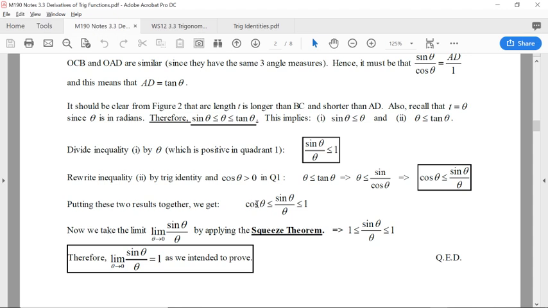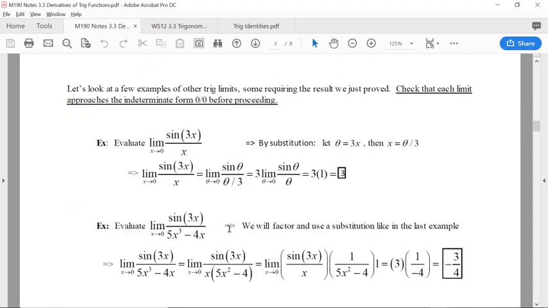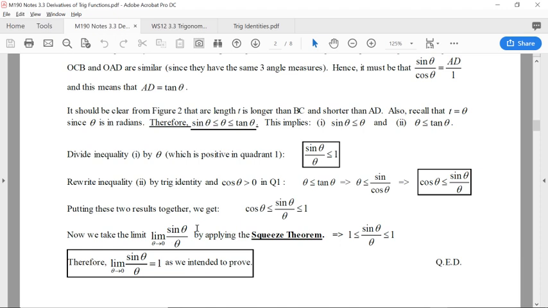And on the left, as theta goes to 0, the cosine function is a continuous function, so we can just evaluate that limit by plugging 0 into the cosine. And the cosine of 0 is equal to 1. So, therefore, the limit as theta goes to 0 of sine theta over theta must also equal 1. Okay? So we have proved that first limit: the limit of sine theta over theta is equal to 1.